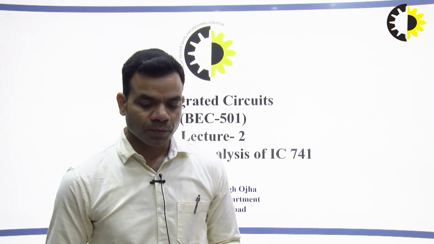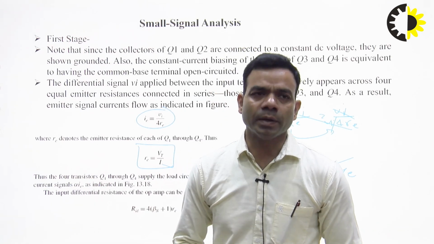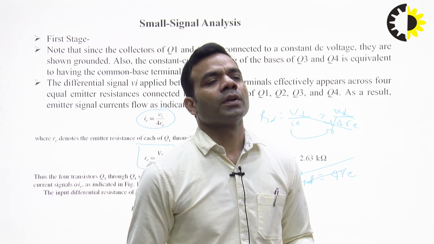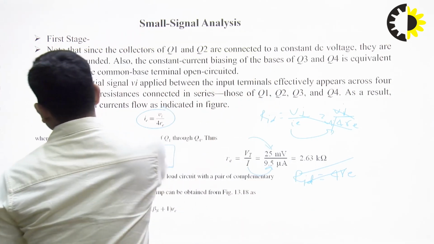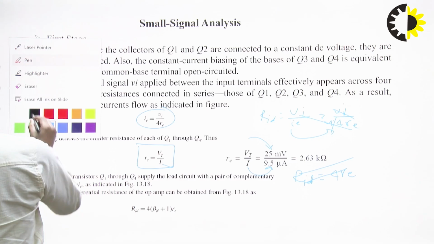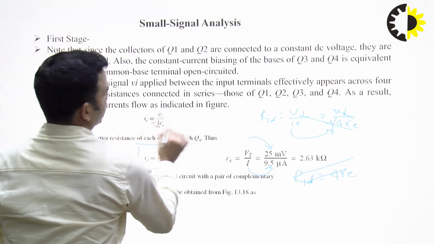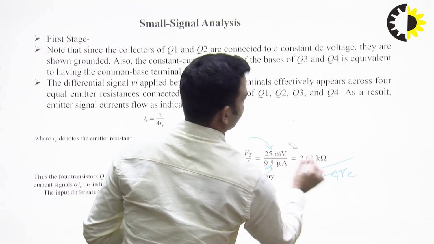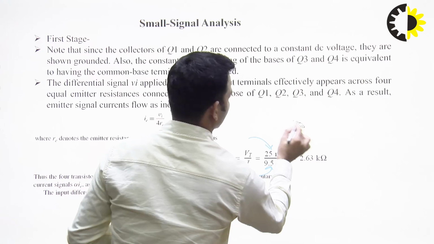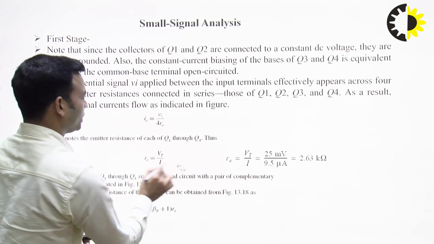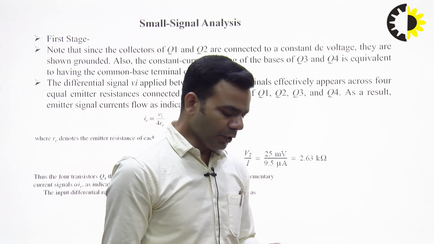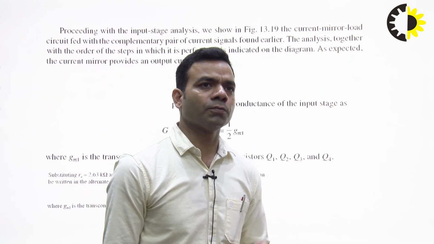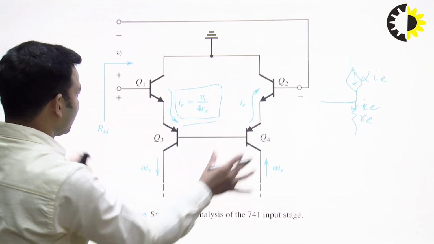Today I am going to discuss the small signal analysis of IC 741, and you can remember a few things. For the AC analysis or small signal analysis, we need to remember that we need to short circuit all the voltage sources and open circuit all the current sources. And if you do it for the first stage, then you will get a diagram like this.